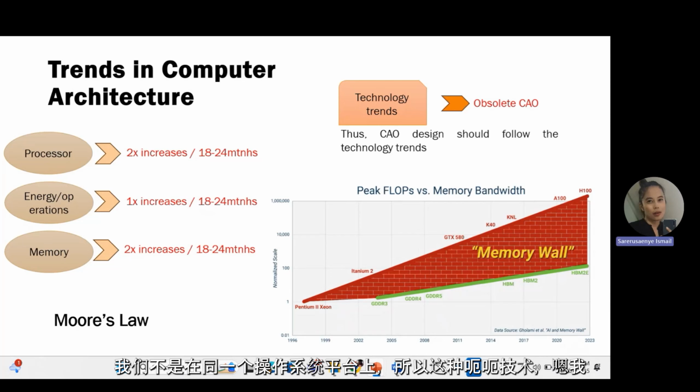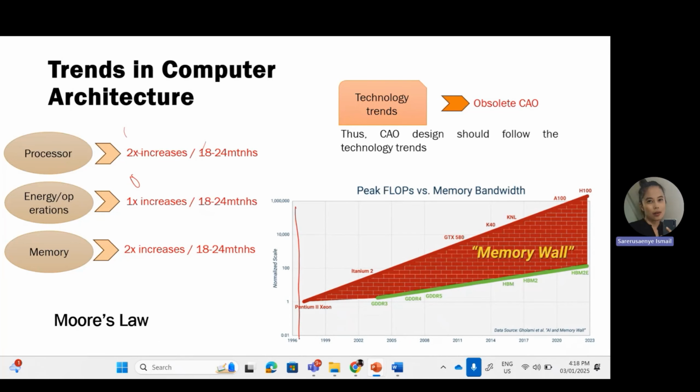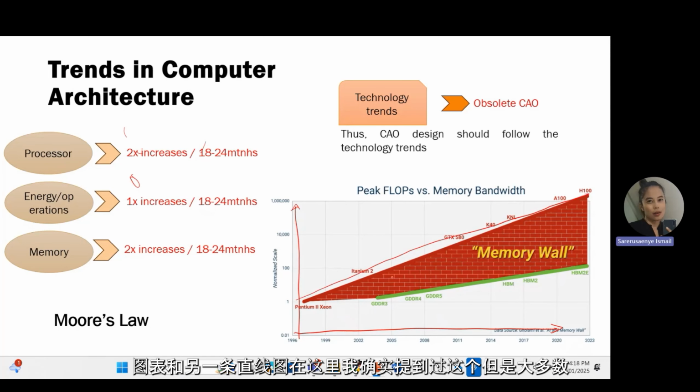So I'm going to refer to Moore's law, which we revise from this angle. Okay, this is the graph, and if you look at this graph, you see the scale of the increments of the processor, and this is the year, the x-axis and y-axis here. And the most important is this straight line graph, and another straight line graph here. I did mention this one.